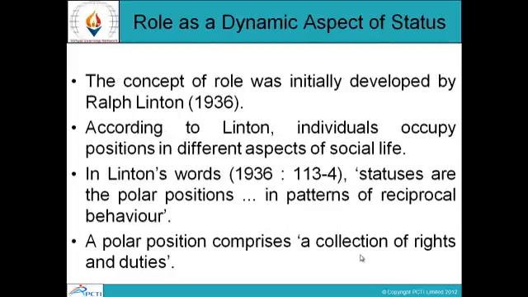Role as a dynamic aspect of status. The concept of role was initially developed by Ralph Linton in 1936. According to Linton, individuals occupy positions in different aspects of social life. In Linton's words, statuses are the polar positions in patterns of reciprocal behavior. A polar position comprises a collection of rights and duties.